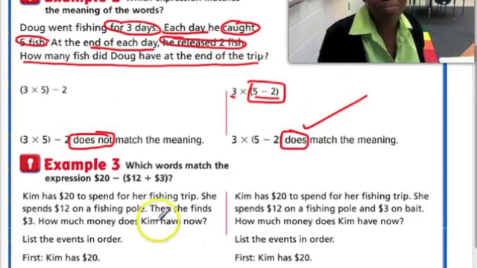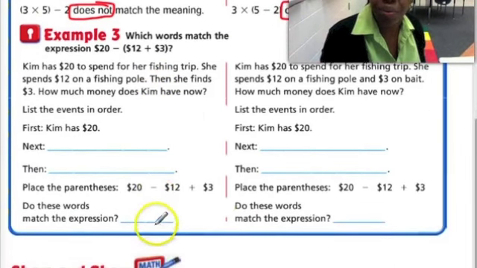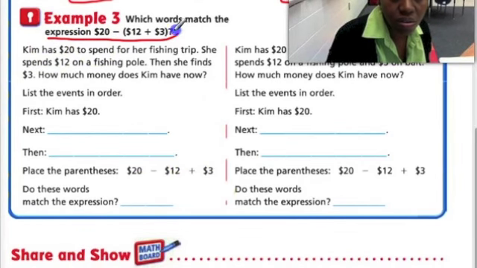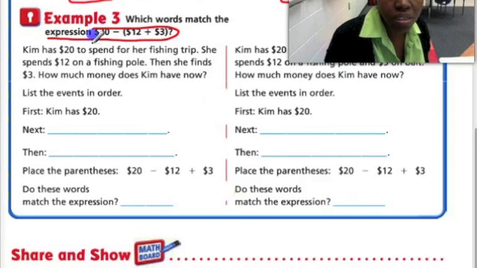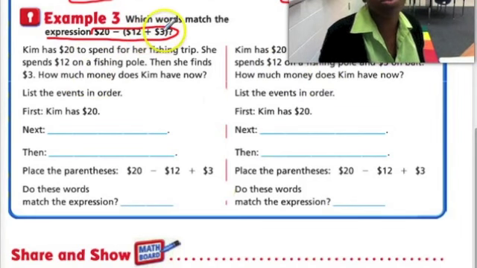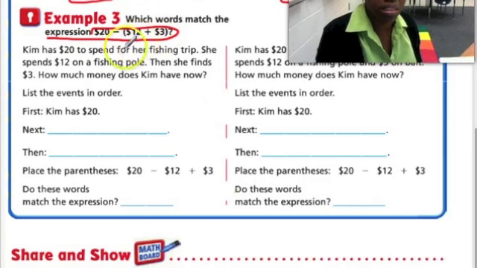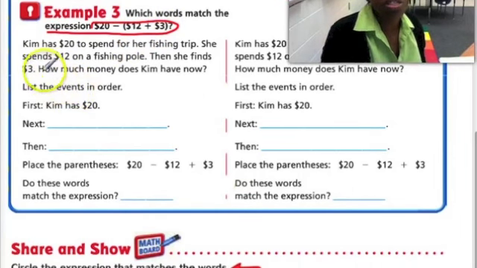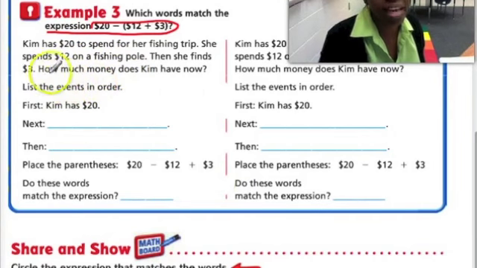That makes sense. Let's look at another one. We're trying to match these words here to this expression. 20 minus (12 plus 3), and the 12 plus 3 is in parentheses. Kim has $20 to spend on her trip, her fishing trip. She spends $12 on a fishing pole, then she finds $3. How much does she have now?